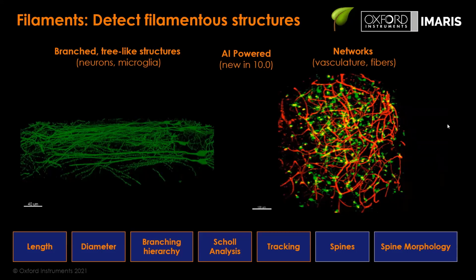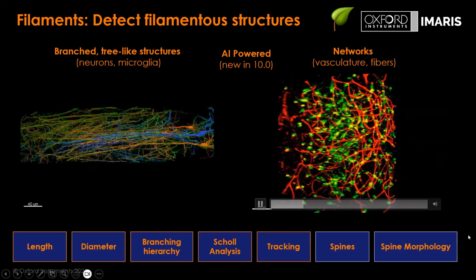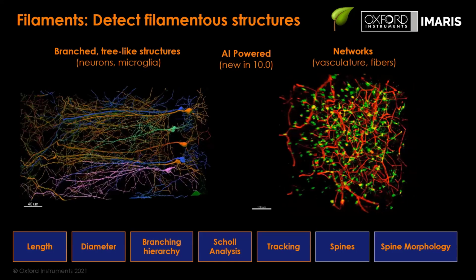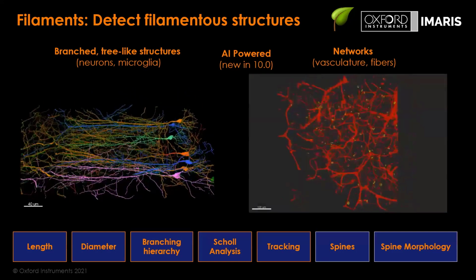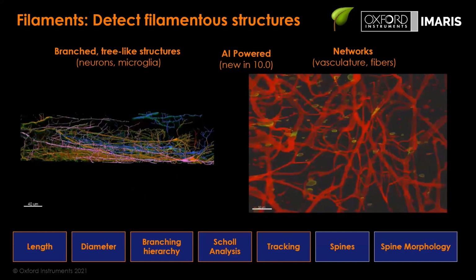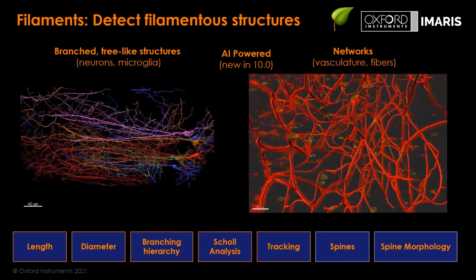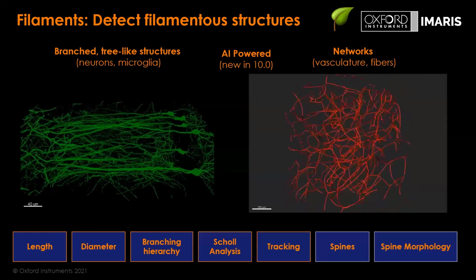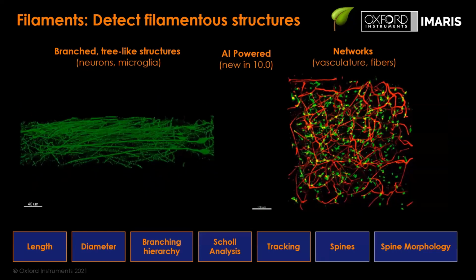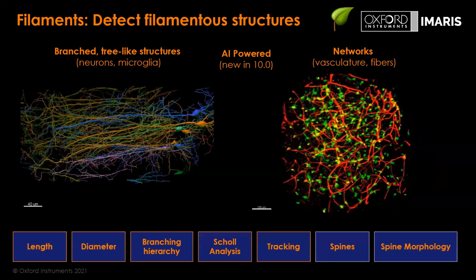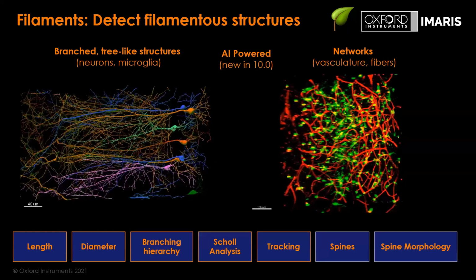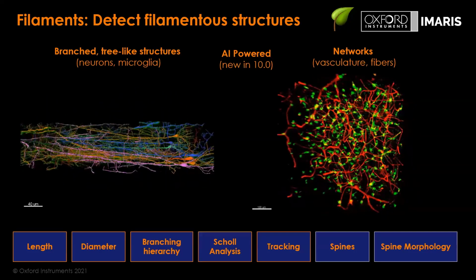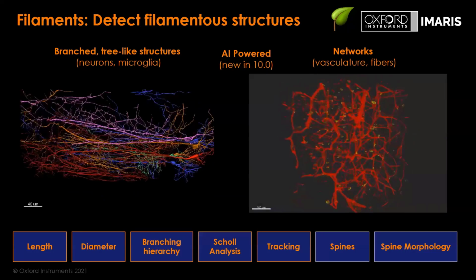Okay, so coming to filament tracing. Filament tracing is the fourth of the objects. It's to detect filamentous structures, so branch, tree-like structures on one hand. This is everything that's neuroscience related, like neurons, microglia, or networks on the other hand, like vasculature. So here we have interconnections and loops. Okay, so both of those we can detect in IMARIS, and it's now AI powered, meaning with machine learning tools since version 10.0, since January this year, to make things easier and much faster.